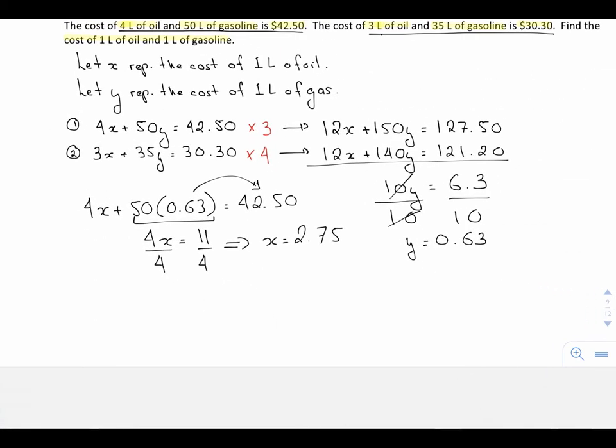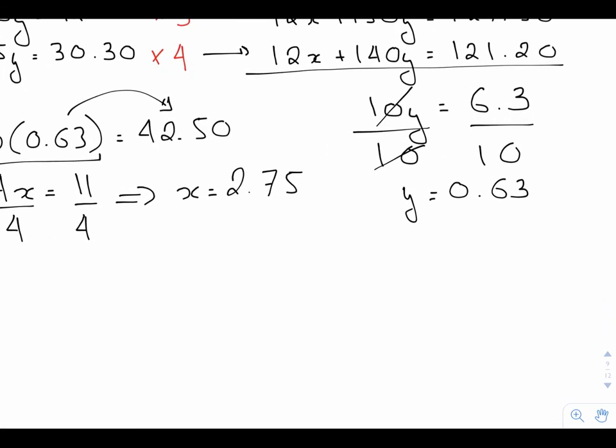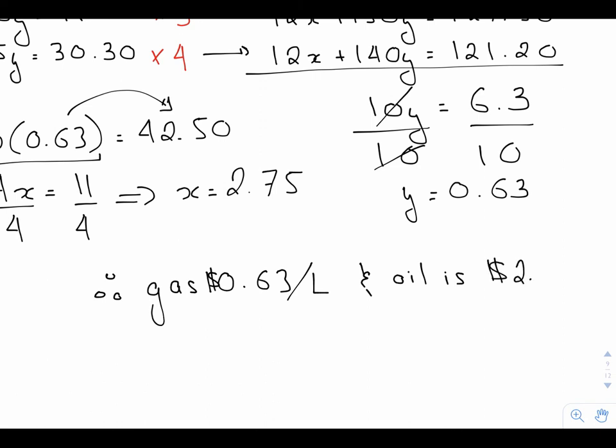So to conclude, we can write our therefore statement. I can conclude, therefore, that gas is 0.63 dollars per liter, and oil is $2.75 per liter.